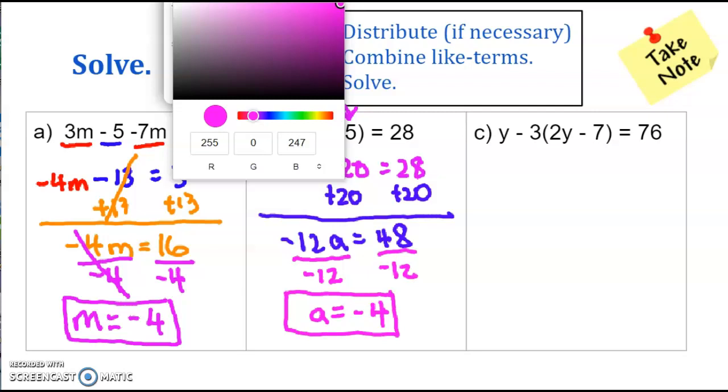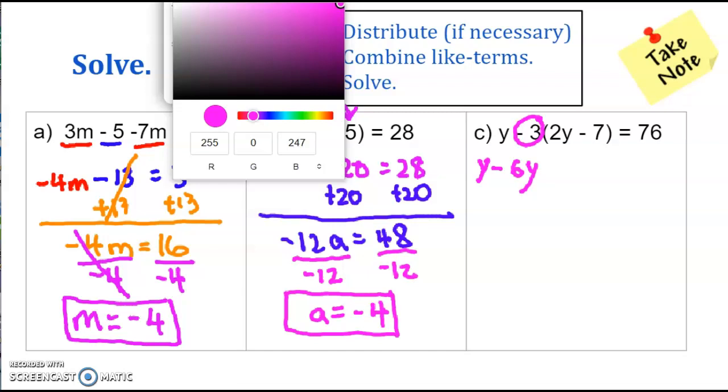Okay, what about C? C gets a little bit more complicated because I see that there is some distributing that I need to do first, okay? So then let's do that. I can't do anything with y as it is, but I do know that negative 3, remember it's the negative 3 that is being distributed, not just positive 3. Okay, so negative 3 times 2y, that's negative 6y. Okay, negative 3 times 2 is negative 6.